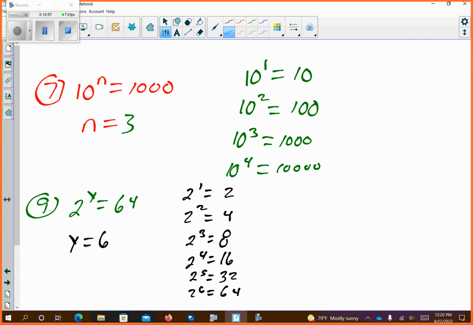Okay, do you understand how I'm making those lists? I'm not memorizing them. I just kind of know that 2 by itself is 2. 2 to the second is 4. 2 to the third is 2 times 2 times 2, which is pretty easy to do. So it'll be 2 times 2 times 2 times 2.